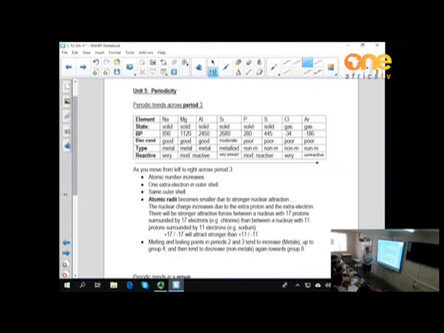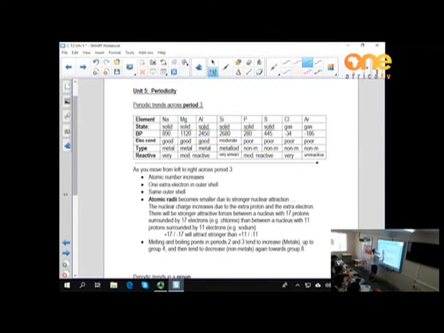Okay, here we have a table with the elements of period 3. Here we have a periodic table. Which elements lie in period 3? Sodium, magnesium, aluminium, silicon, phosphorus, sulfur, chlorine, and argon. Alright. And now what they've gone and listed the phase. Solids, gas. Alright. Boiling point. Look at the boiling point.